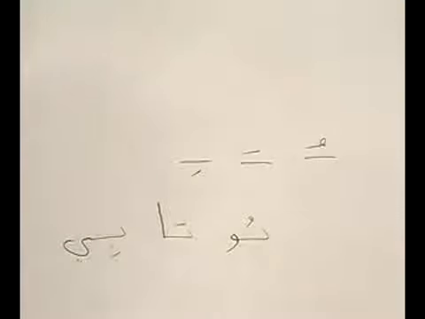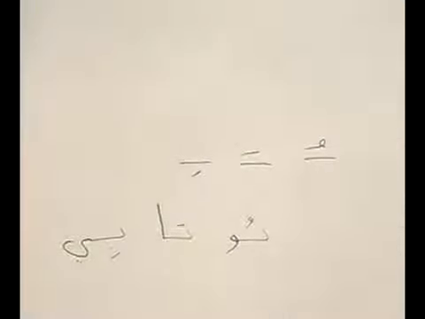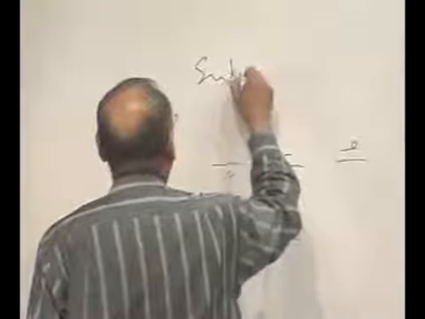Are you with me? Now, there are 3 vowel signs. Dhamma, fatha, and kasra only. And there is a 4th thing we must understand, and it is called sukoon.